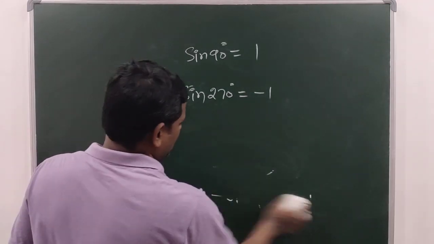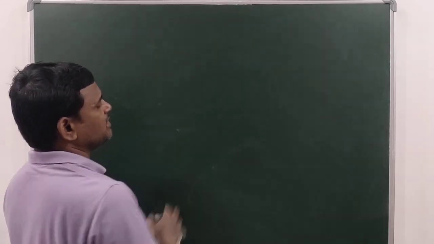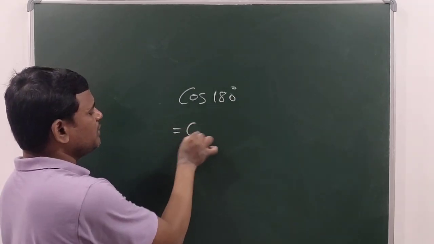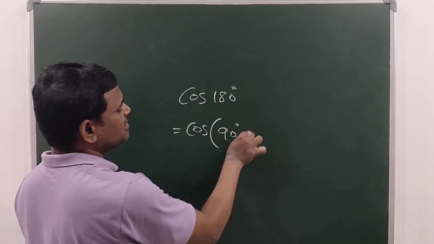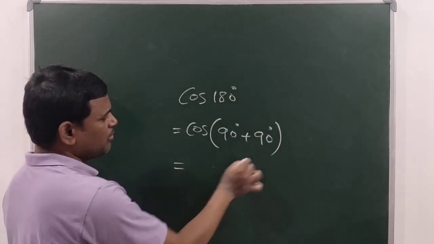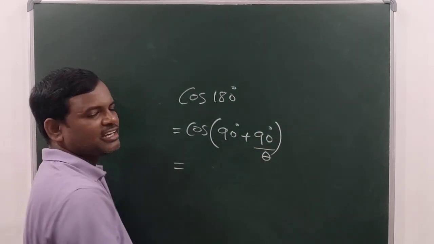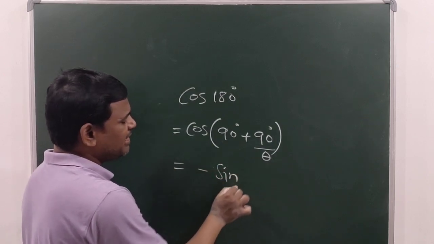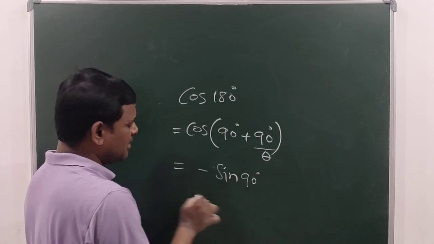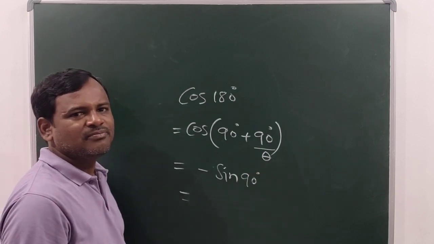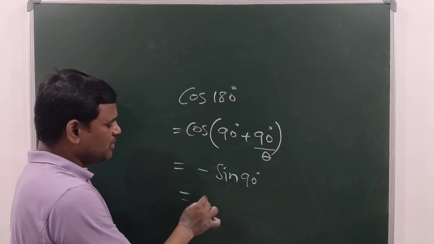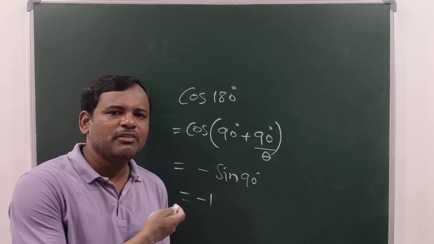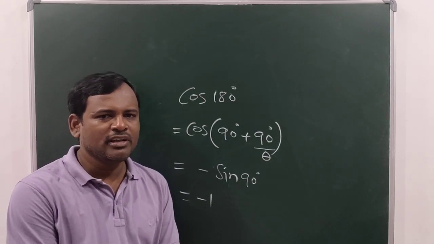Okay. Suppose you want cos 180 degrees. So this cos 180 you can split like this, 90 degrees plus 90 degrees. Now treat this as theta. Then it looks like cos of 90 plus theta. Cos of 90 plus theta is equal to minus sin theta. So theta is 90 degrees. As you know, sin 90 is 1. Before that minus sign is there, minus 1. So you can answer with the help of allied angles also. Okay. Thank you.